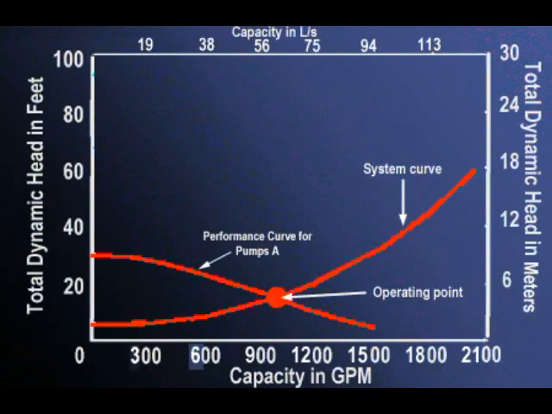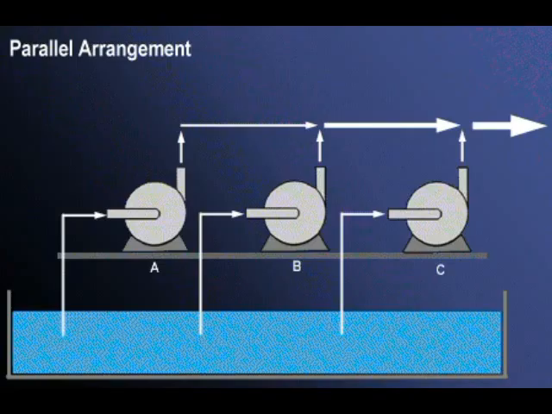Let us look at an example of how pumps in parallel work together. Again, we will start with a single pump, Pump A, which can move 63 liters per second at 5 meters, 1,000 gallons per minute at 16 feet. Two other pumps, which are identical to Pump A, are purchased and labeled Pump B and Pump C. The three pumps are installed in parallel as shown here.